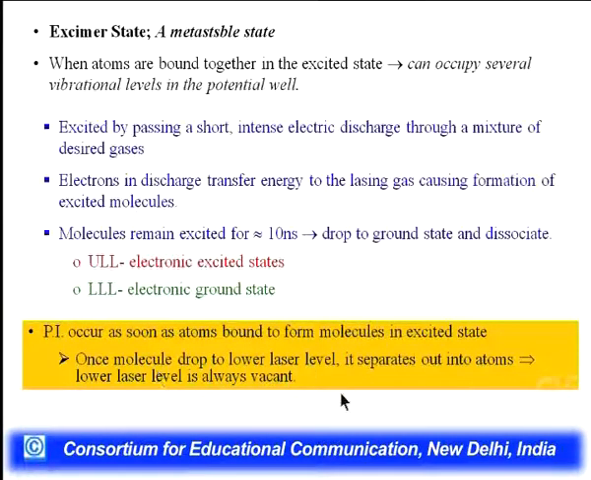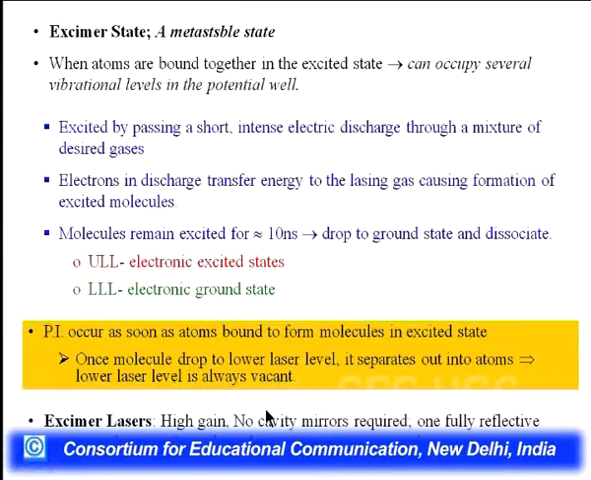Once the molecules drop to the lower levels, then they separate out into atoms, and the lower laser level is also vacant. Again, when they go to that level, they will go again to the excited state by forming dimers. That's why it is called excimers.